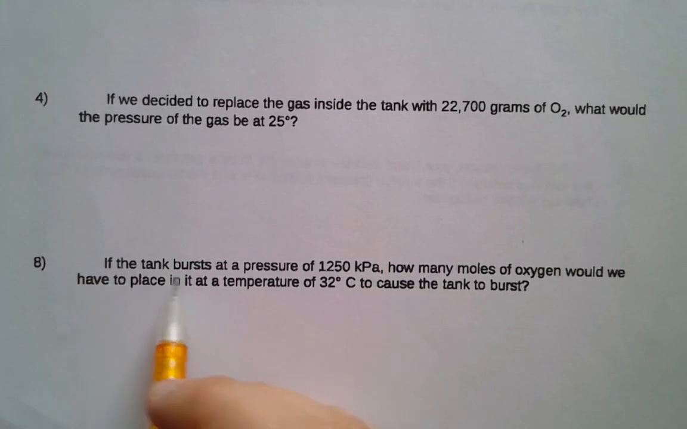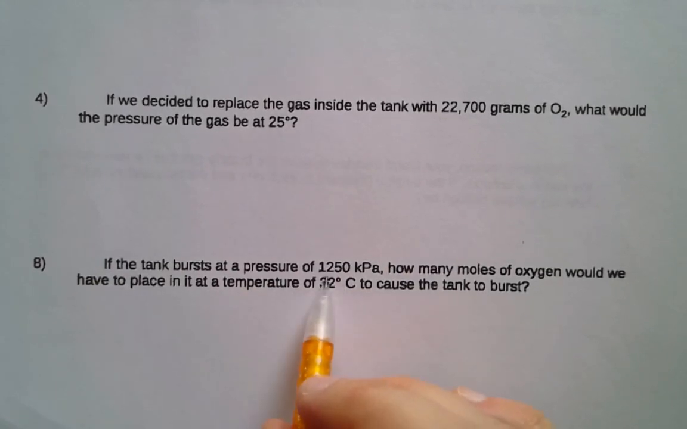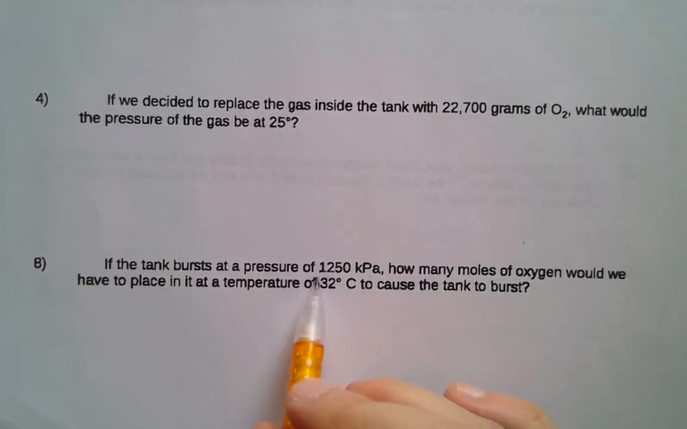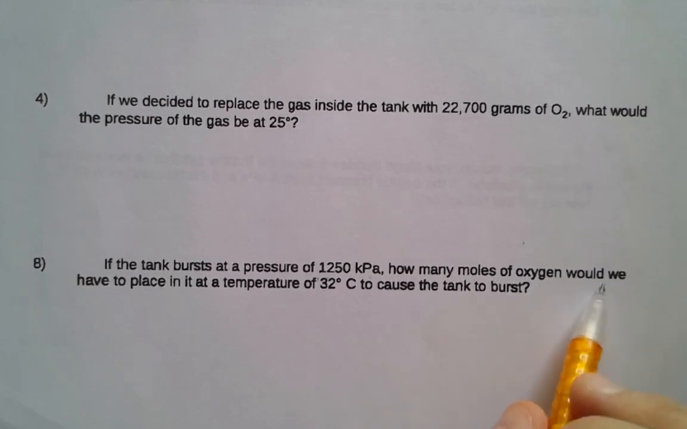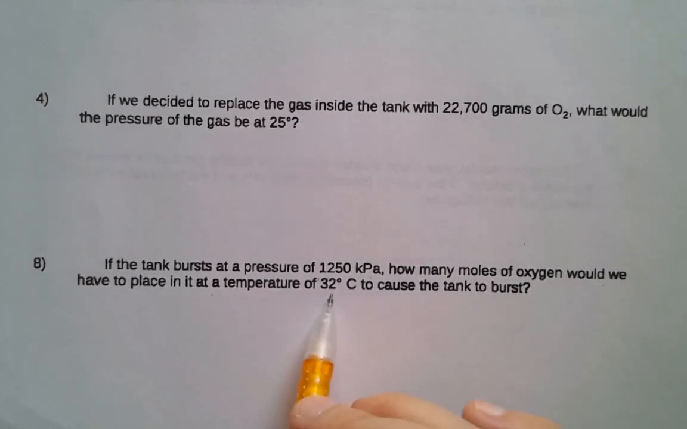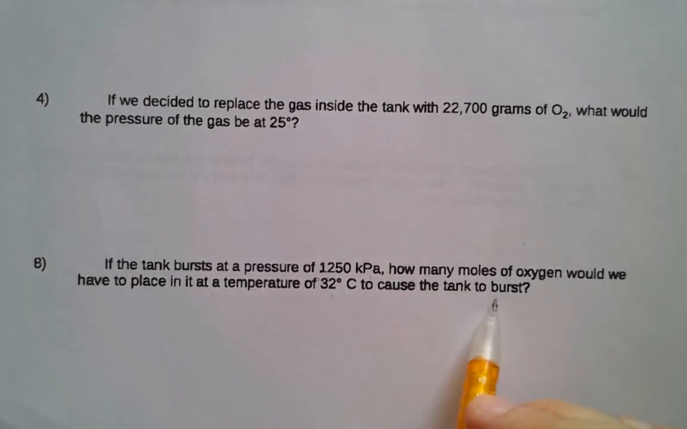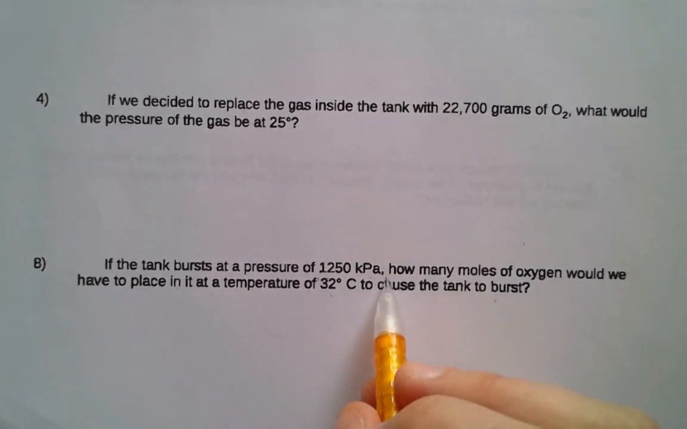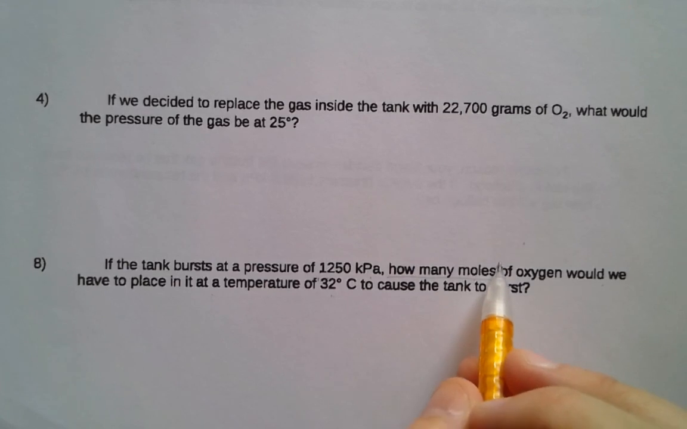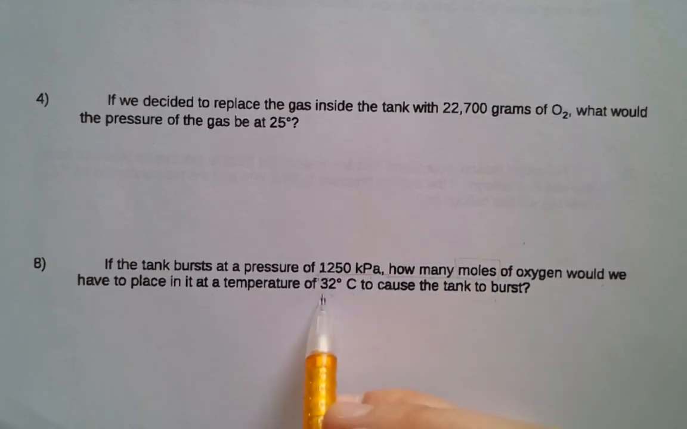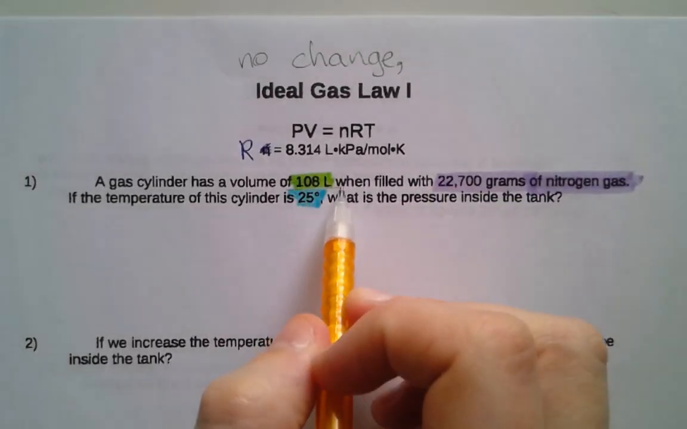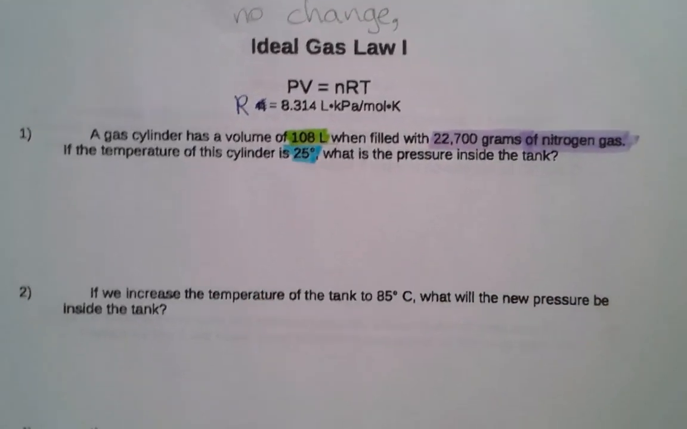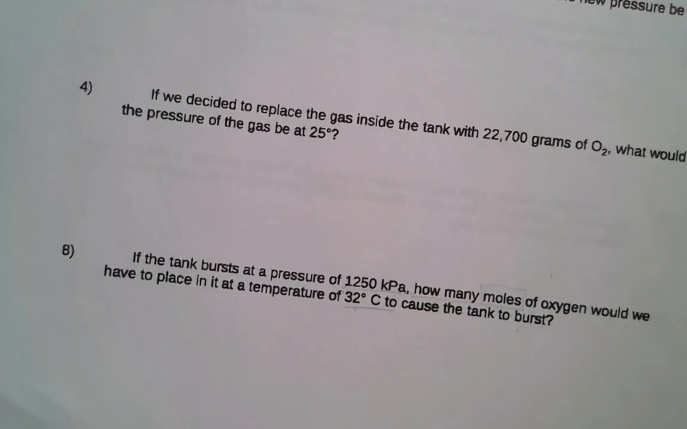If the tank bursts at a pressure of 1,250 kPa, how many moles of oxygen would we have to place in it at a temperature of 32 degrees Celsius to cause the tank to burst? Okay, so here you're solving for number of moles. If you know the pressure and the temperature and the volume from back up here in number 1. So the same tank.